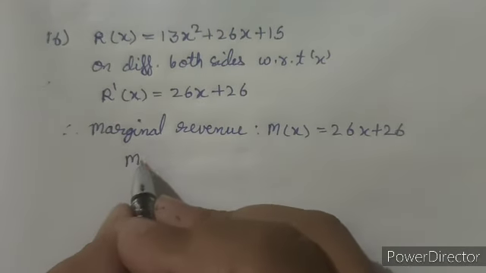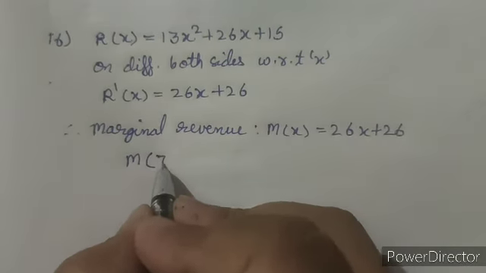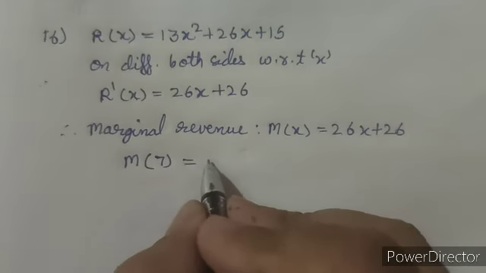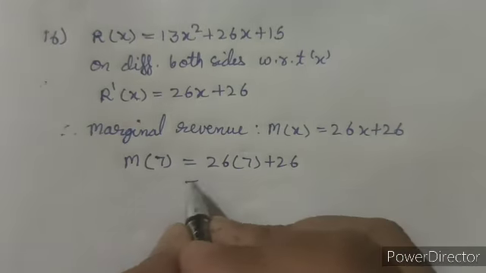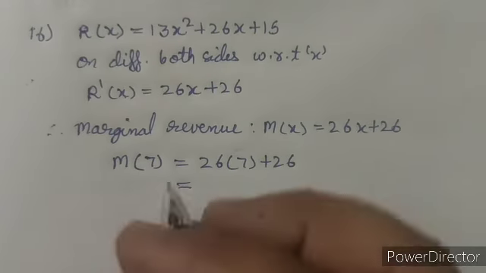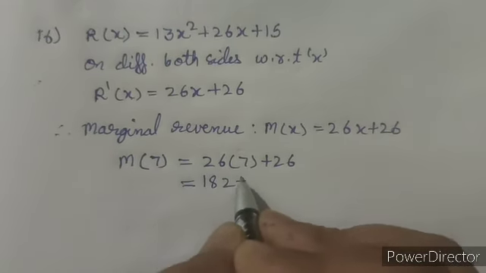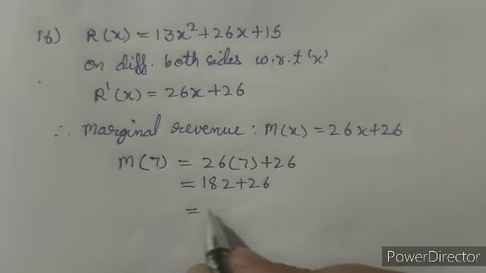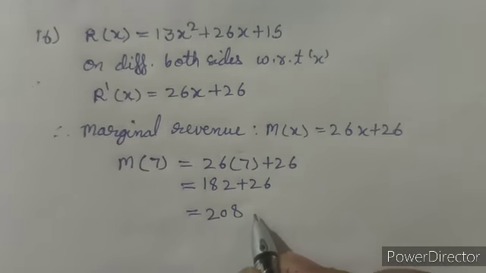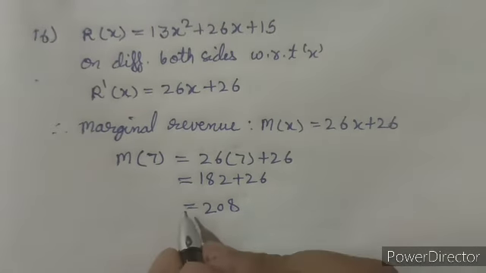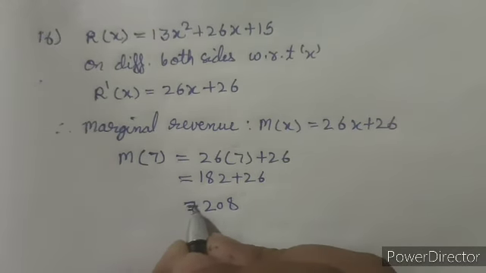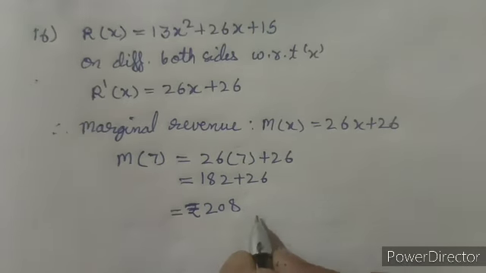Now marginal revenue when x equal to 7 will be equal to 26 into 7 plus 26. That will be 182 plus 26, and this will be 208. This is revenue, so it will come in rupees. That will be rupees 208.